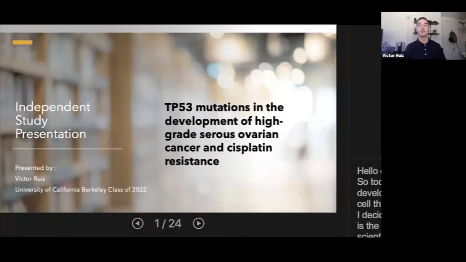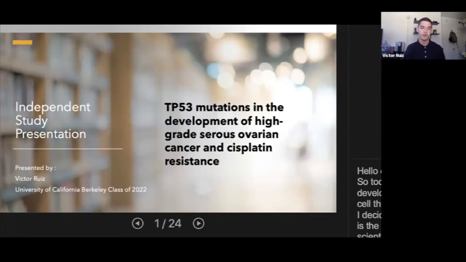Today I'll be presenting my research on TP53 mutations in the development of high-grade serous ovarian cancer, serous being the general type of epithelial cell this cancer is derived from. I decided to conduct research on this topic because not only is cancer the second leading cause of death worldwide, but as a research scientist, I want to be able to eventually help cure diseases such as this one and better understand the molecular processes.